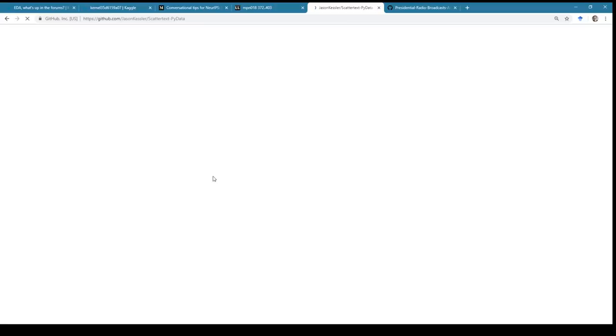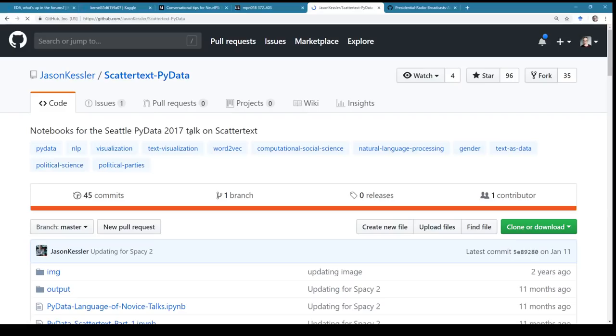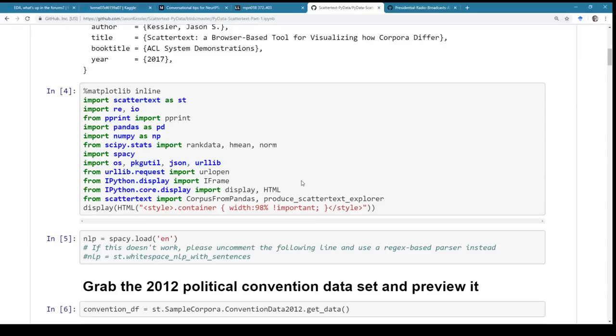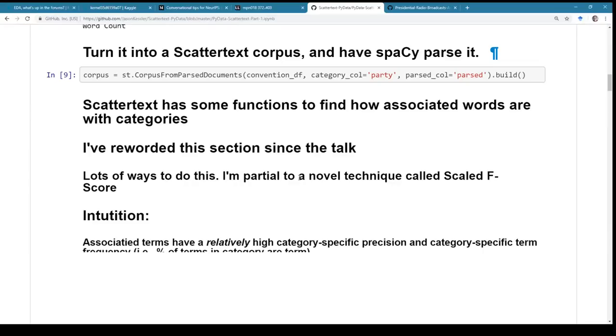All right, scatter text, PyData. Because I remember at PyData he had some really nice notebooks. But the notebooks I've seen so far don't actually have the pretty pictures on it. And if you don't have pretty pictures, what's the point?